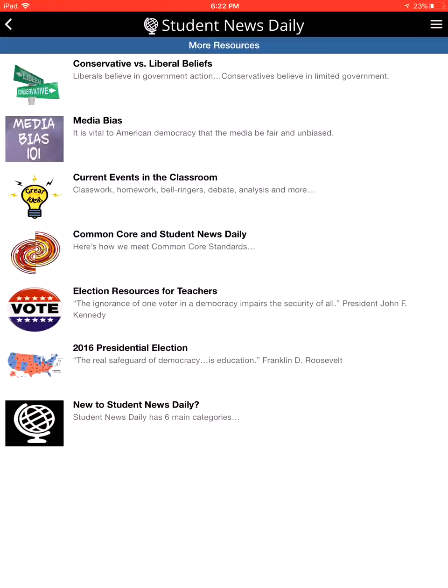It also provides various other resources: election news, various beliefs, media bias. These are the ones on here: Common Core, Student Daily News, election resources for teachers, all sorts of things for everyone in here.